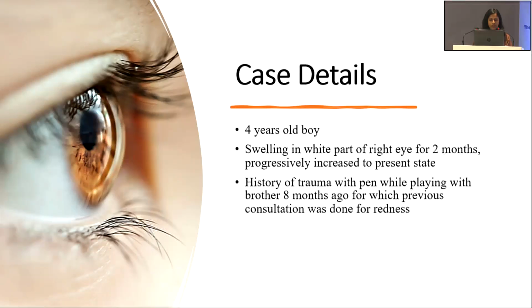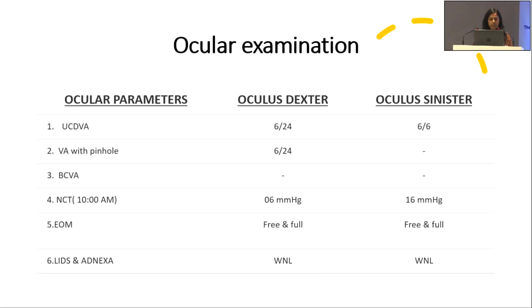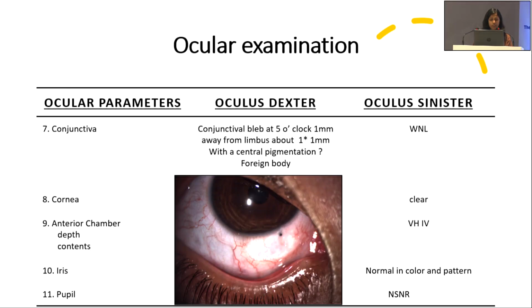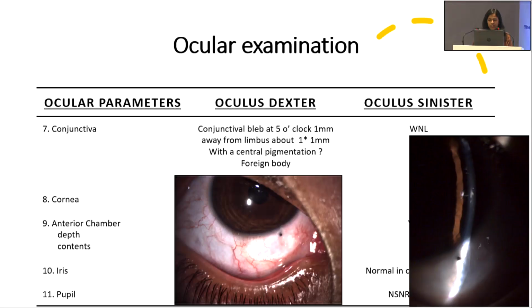There is a history of trauma with a pen while playing with his brother 8 months ago, for which a previous consultation was done only for redness. On presentation, the best corrected visual acuity was 6/24 in the right eye with a pressure of 6 mm of mercury, whereas in the left eye it was 6/6. On the conjunctiva, we could appreciate a bleb present at 5 o'clock, 1 mm away from the limbus, about 1 by 1 mm in size, with a central pigmentation, query foreign body. The AC was formed and deep, and we could see the bleb.